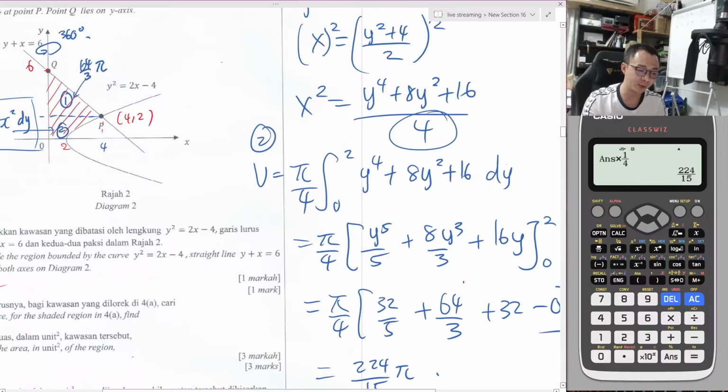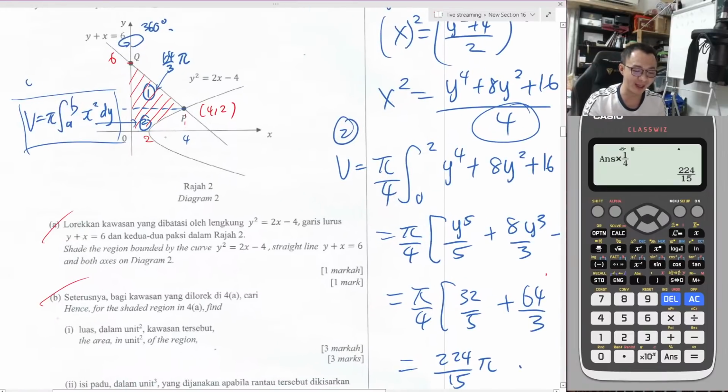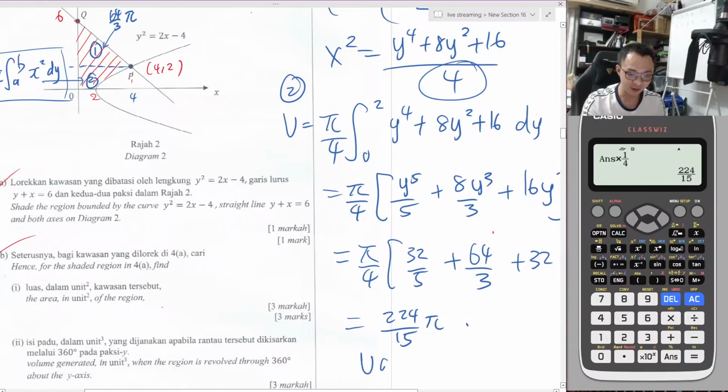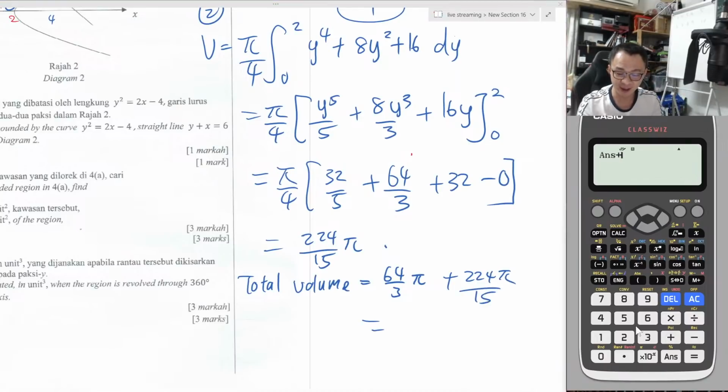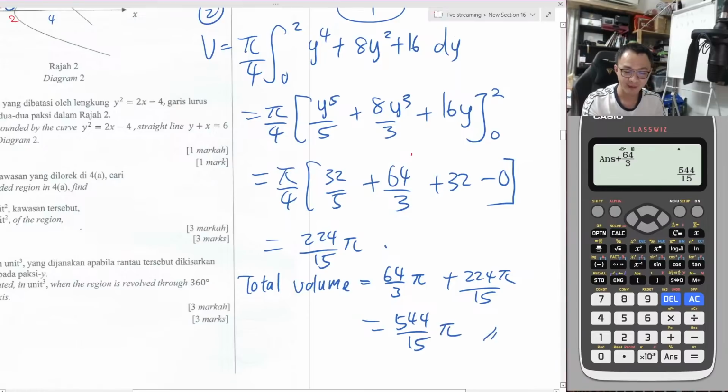Alright, this is part 2. The total volume is part 1 plus part 2, isn't it? So therefore, the total volume: part 1 is 64 over 3 pi. Part 2 is plus 224 pi over 15. Just plus 64 over 3. So yeah, we get 544 over 15 pi. Done. Okay, so when you do that, you must be very careful because this one is really hard.